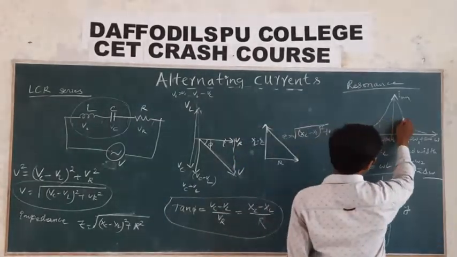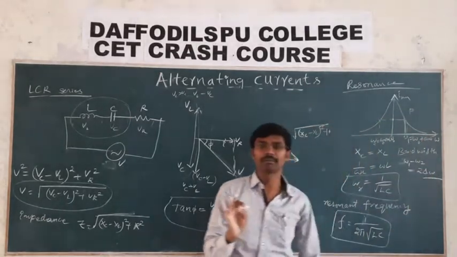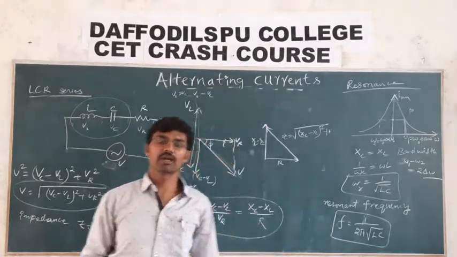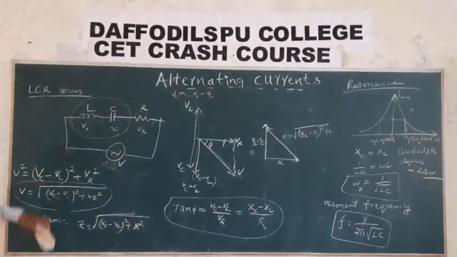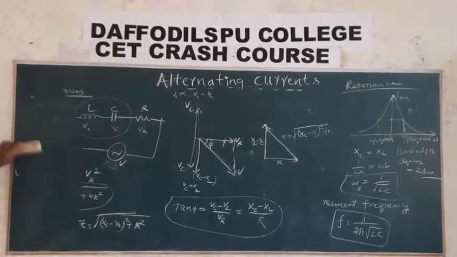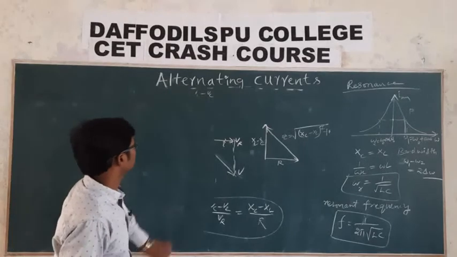At this point the power will become half. P is equal to what? Vrms times Irms. Vrms is nothing but V naught by root 2, and Irms is nothing but I naught by root 2. Then what do I get here? Half power frequencies. And even we can get what we mean by quality factor.